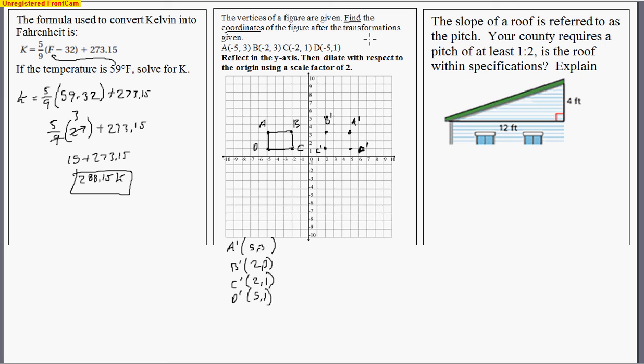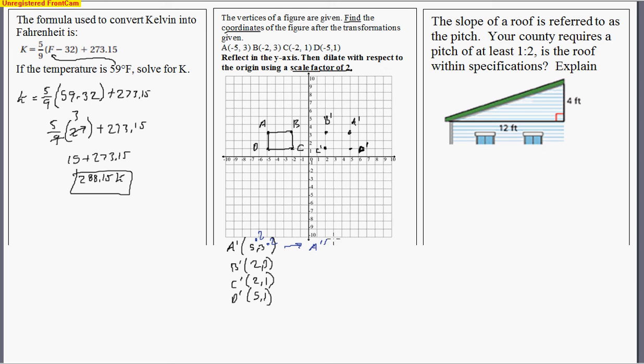Now they're asking us to dilate with a scale factor of 2. That's going to just make it bigger. So when I dilate, I'm going to multiply the x and the y by 2. So I have to multiply this by 2 and multiply this value by 2. So everything gets multiplied. So from here, I can just write down what those values are.